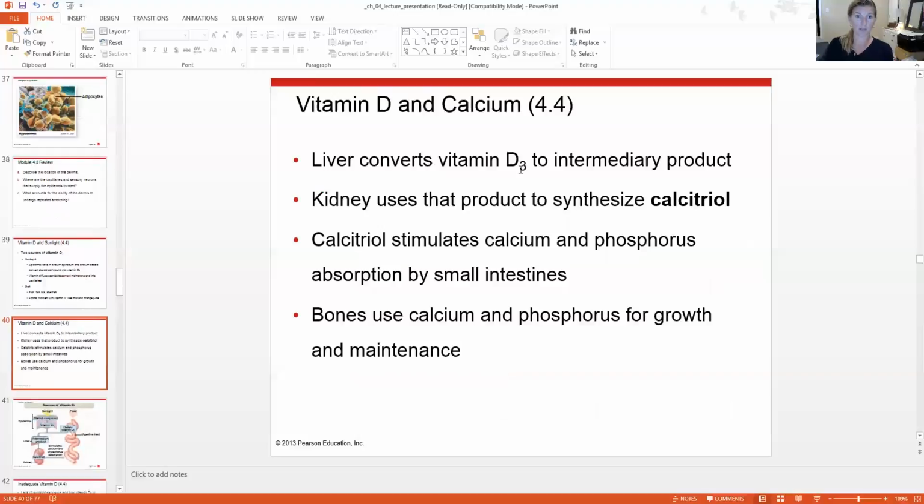But ultimately, that vitamin D3 is converted into an intermediate product by the liver, and then the kidneys use that to synthesize something called calcitriol. What calcitriol does is it's stimulating calcium and phosphorus absorption by the intestines. So in other words, if you have vitamin D in your diet, you're also going to be absorbing more calcium from your food, which is why a lot of times milk products and dairy products are fortified with vitamin D, because vitamin D and calcium like to come into the body together. And of course, we need those for bones.